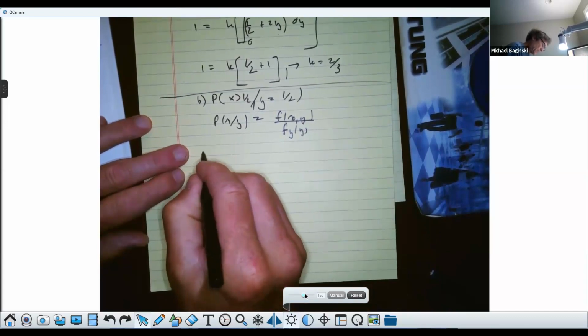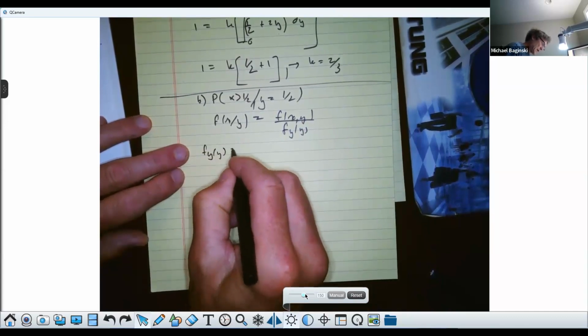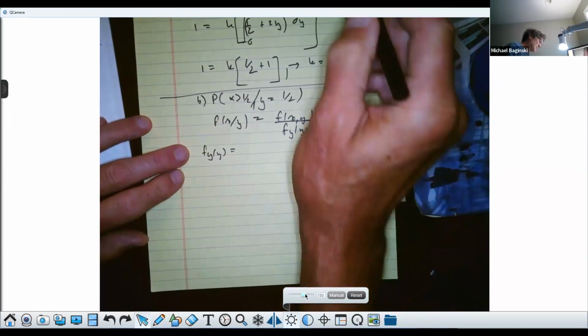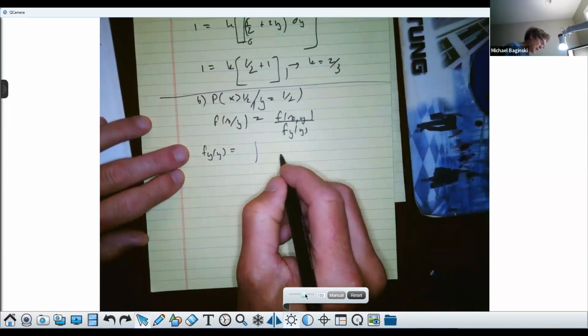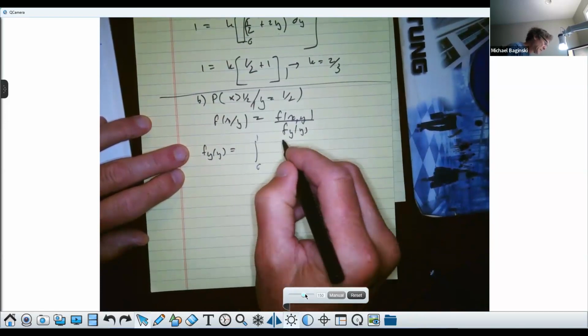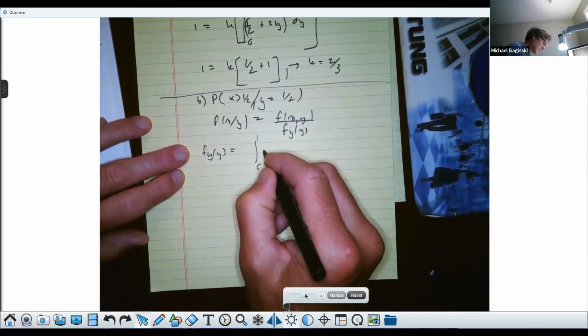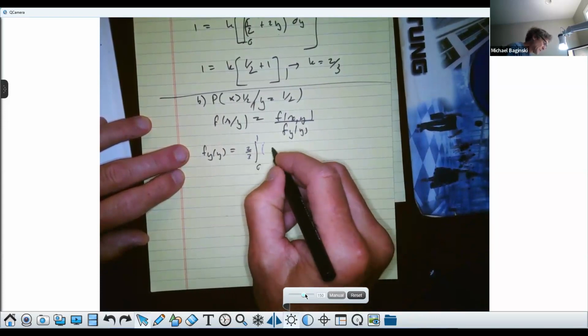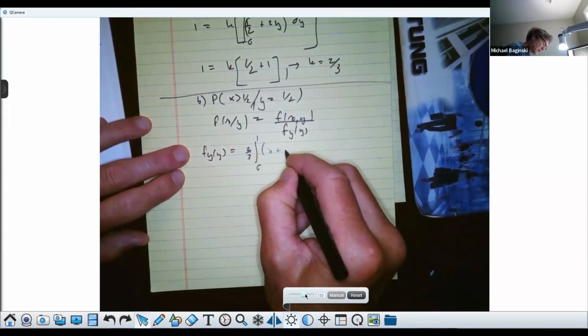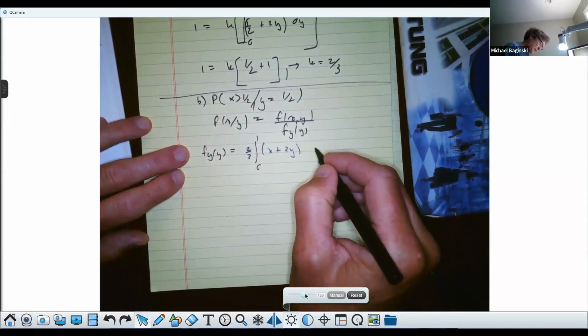So to get f of y, I have to take the joint density function, which is f of xy, and integrate that from 0 to 1. That's going to be k, which is 2/3, times (x plus 2y), and I have to integrate that dx.